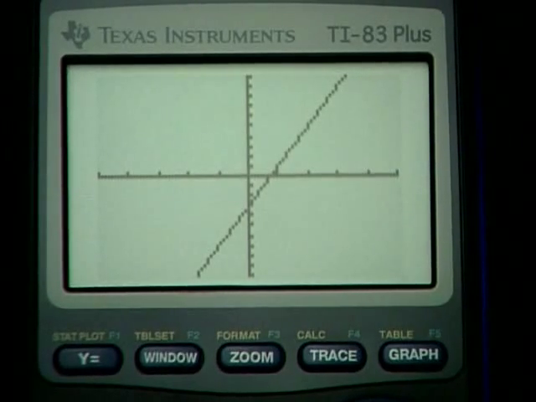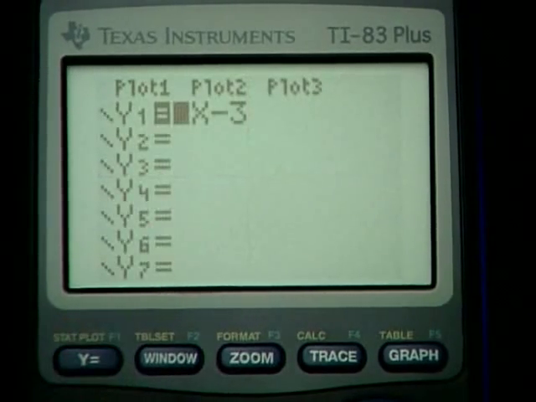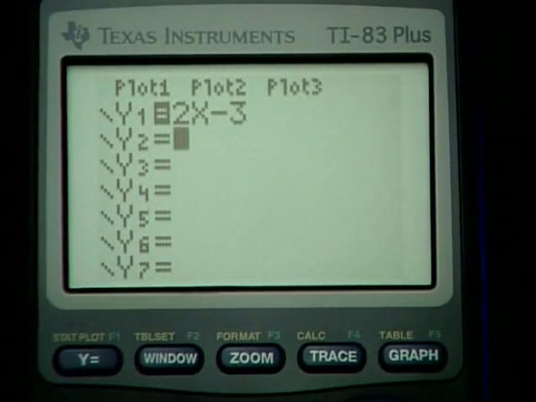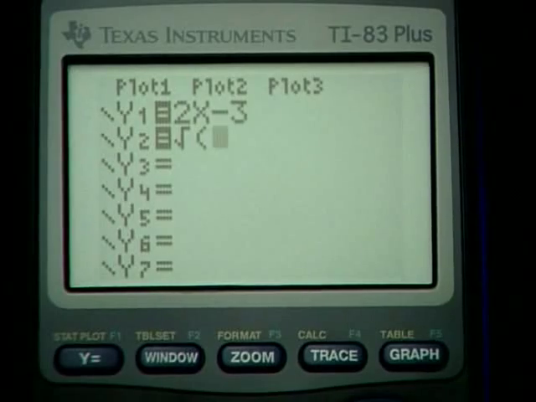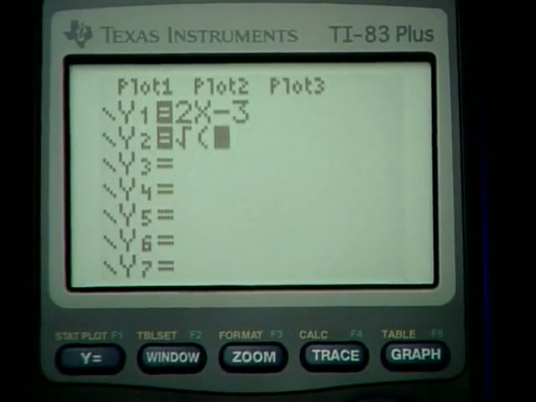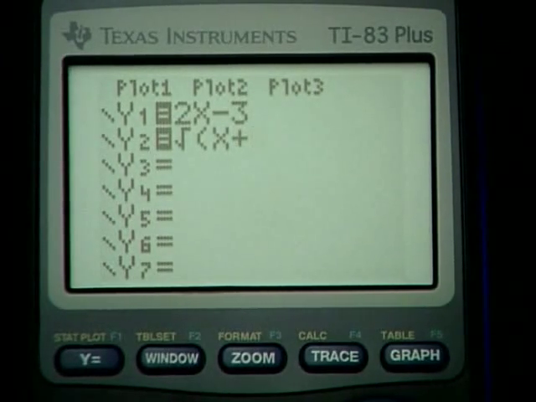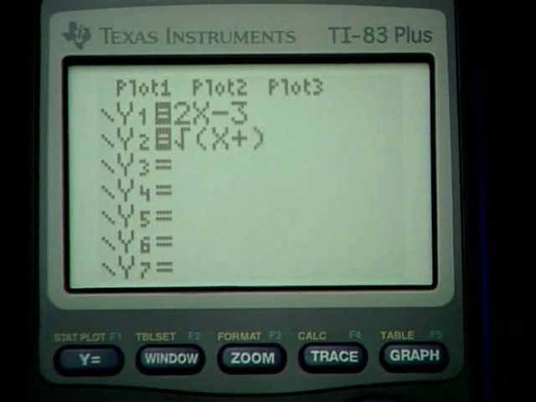Let's enter another equation. Suppose I go back to the y equals menu, and I'll enter the equation that we were just discussing on the board a few moments ago. I'm pressing second and then square root, and remember it was the square root of x plus 4. So I'll press the variable key, and then plus, and then 4, and then close parenthesis.